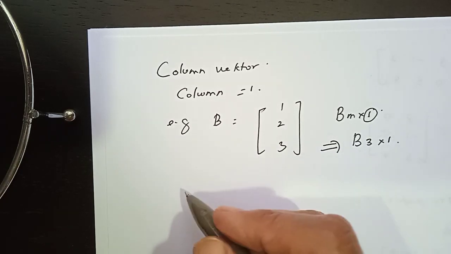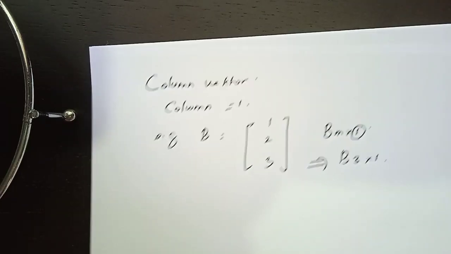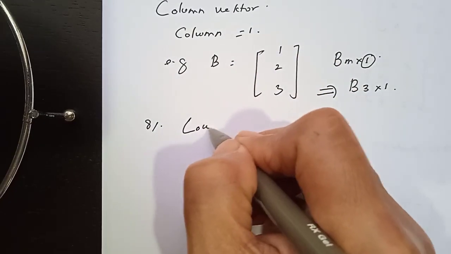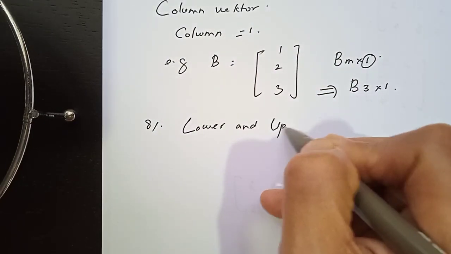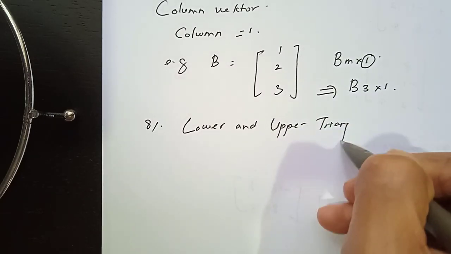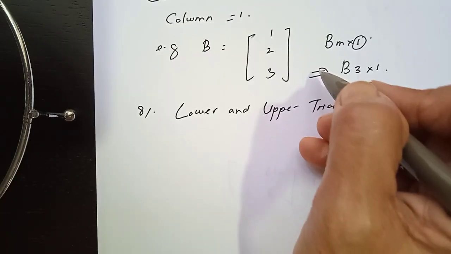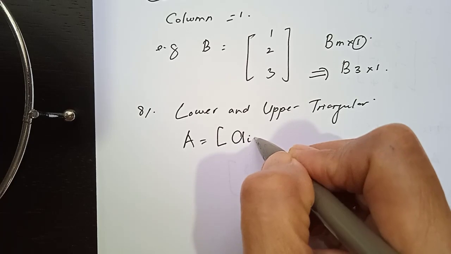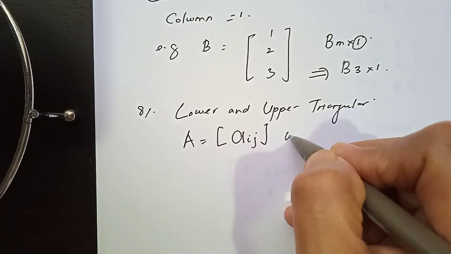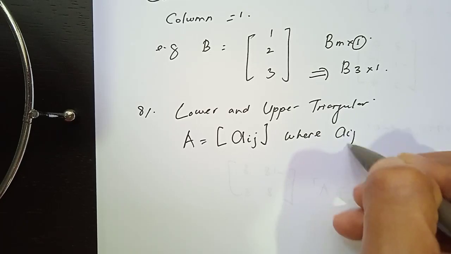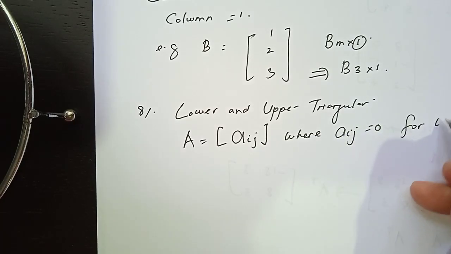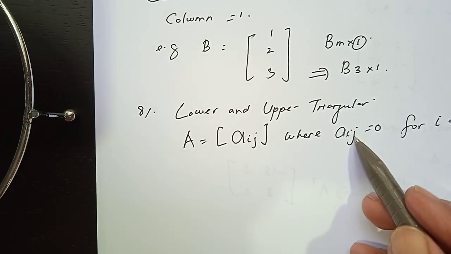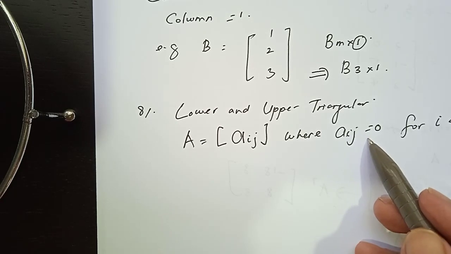Okay, next is number 8, lower and upper triangular. Lower triangular means that for an element aij, aij equals 0 for i less than j. For all cases where the row number is less than the column number, the element is 0.